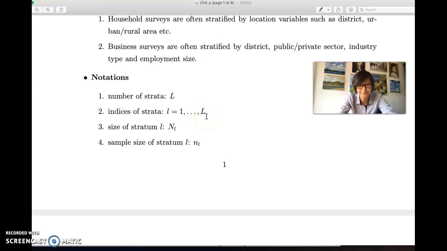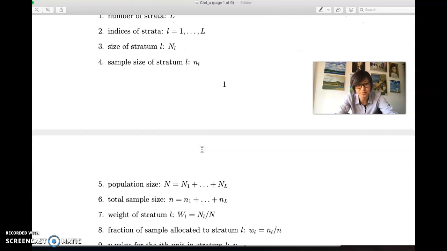Size of stratum: within each of the districts, we have the population size, right? So we have a capital N_l to indicate a particular district's population size, and the sample size of the stratum. Within the stratum, we would perform a simple random sampling. So we need to decide the sample size from the stratum. So little n_l would indicate that particular stratum's number of samples collected.